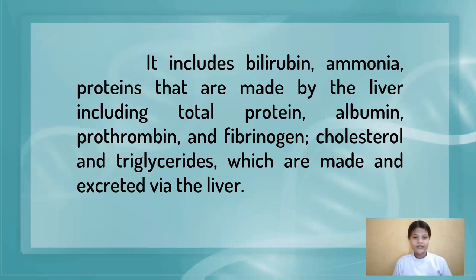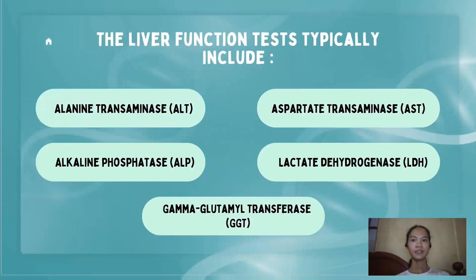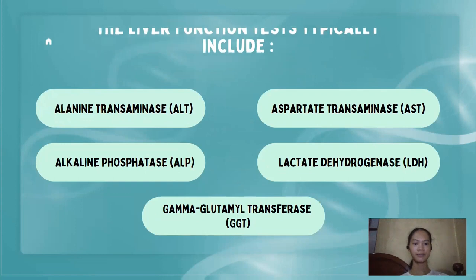Cholesterol and triglyceride are also made and secreted via the liver. These enzymes can help determine an area of the liver where damage may be taking place, and depending on the pattern of elevation, can help organize a differential diagnosis.